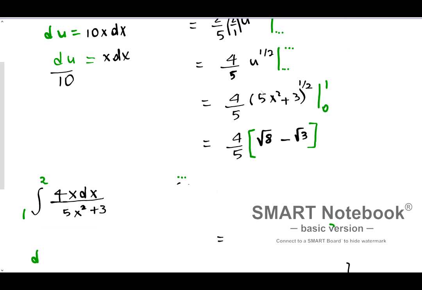And the 4/5 is kept on the outside, just to make things simple. You could have, of course, said 4/5 root 8 minus 4/5 root 3. That would have been fine, and then factor the 4/5 out if you like. You can definitely leave the answer like this.